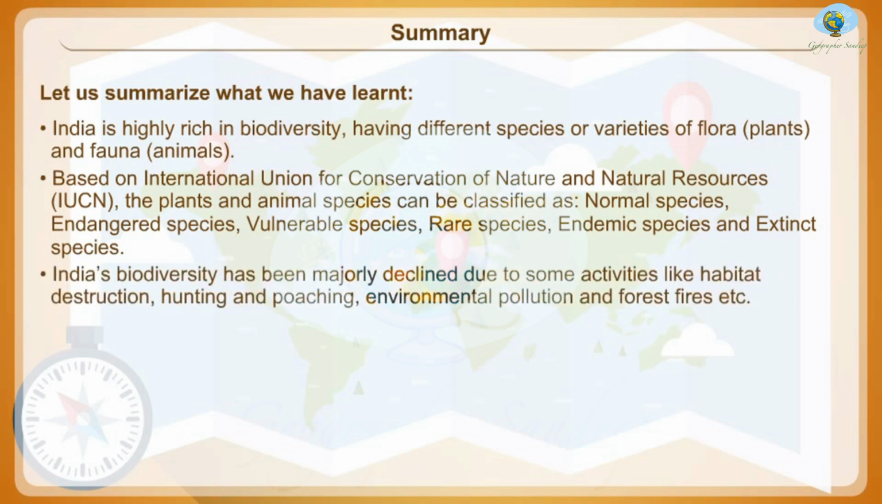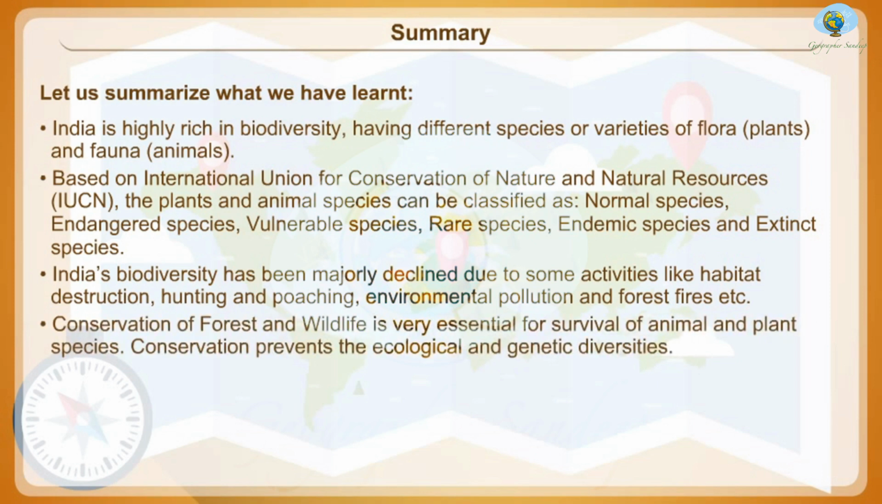India's biodiversity has been majorly declined due to some activities like habitat destruction, hunting and poaching, environmental pollution, and forest fires, etc. Conservation of forest and wildlife is very essential for survival of animal and plant species. Conservation prevents the loss of ecological and genetic diversities.